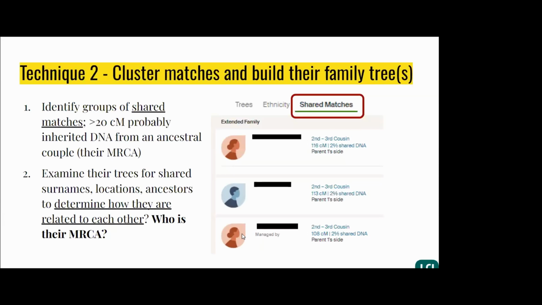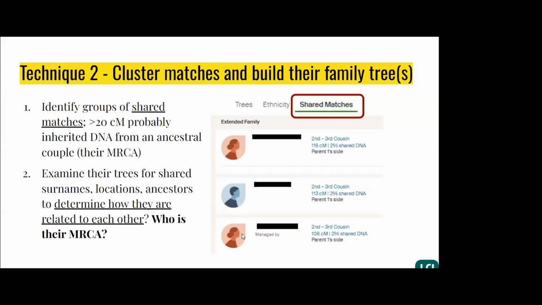MyHeritage also has a clustering tool that does some of the work automatically for you. It's also very cool, and it runs a report, gives you a graph and then shows you blocks of people who are all related to each other. So once you've clustered your matches and you have identified that they're on the side of the parent you're looking for, or grandparent, then the next step is to examine their trees. Or you might have to use their trees and then do more research on their family lines if they haven't done very much.